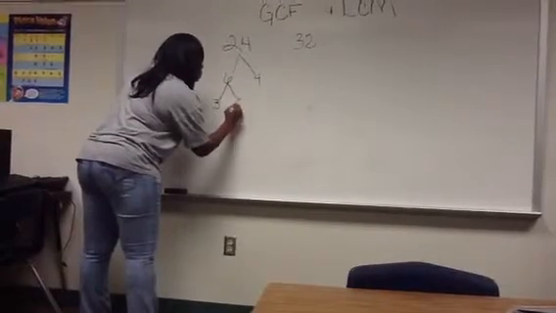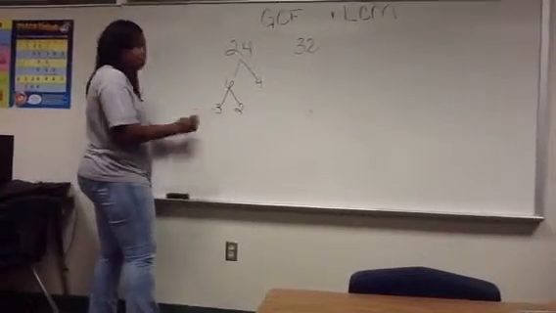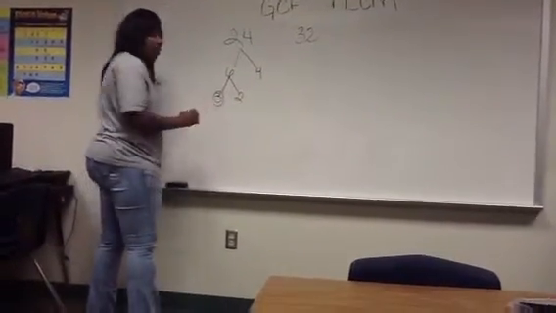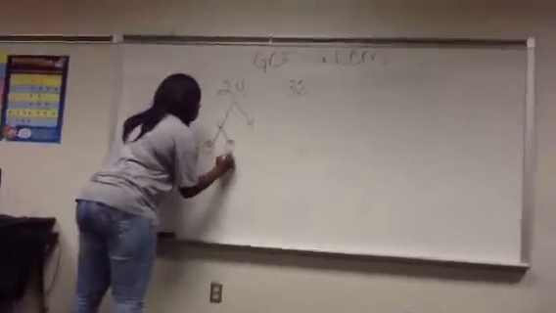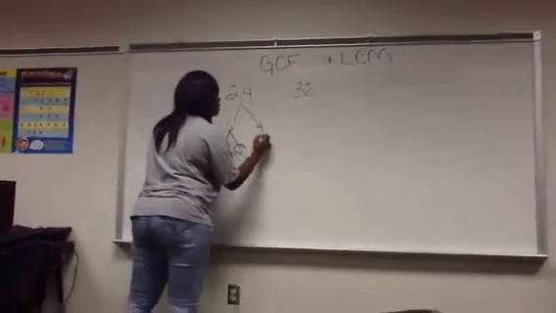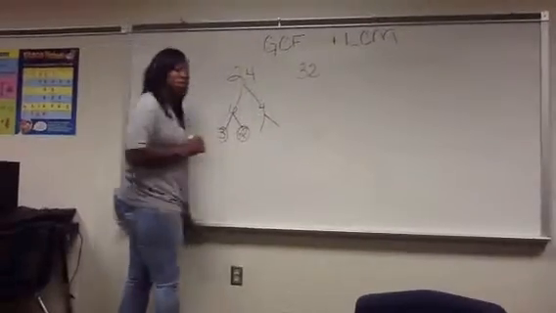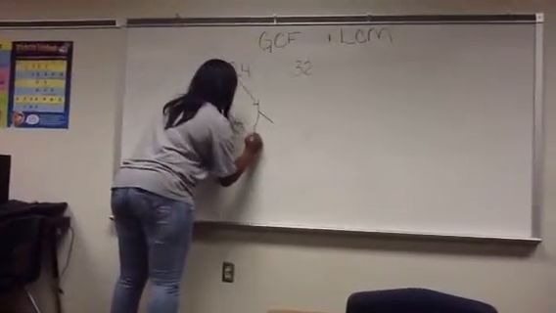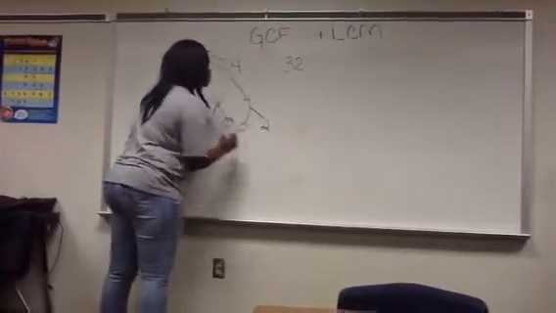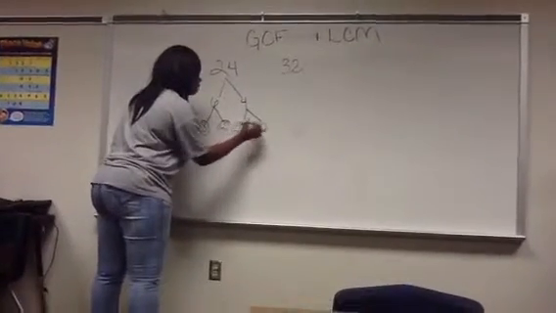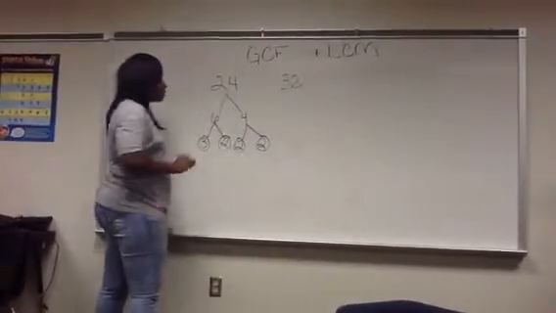3 times 2. 3 is a prime number. I'm going to circle it. 2 is a prime number. I'm going to circle it. 4 is not prime, so it needs its own branches. 2 times 2. 2 is prime. This 2 is prime also.